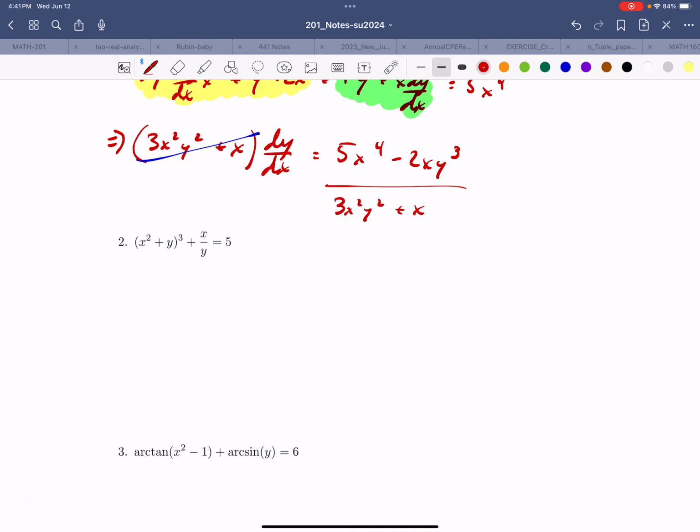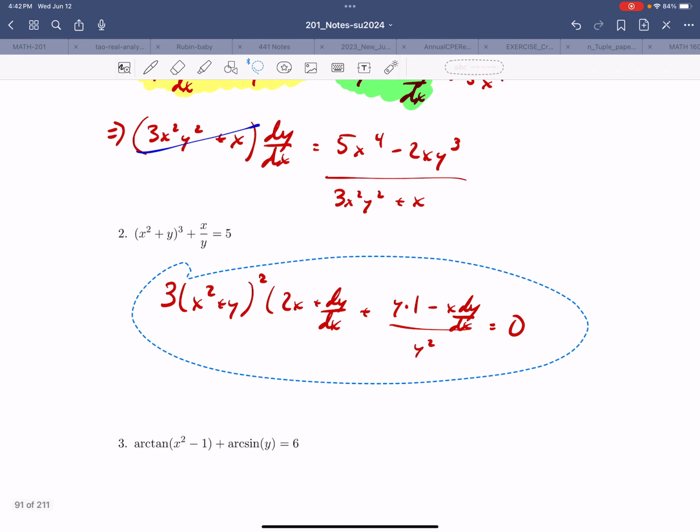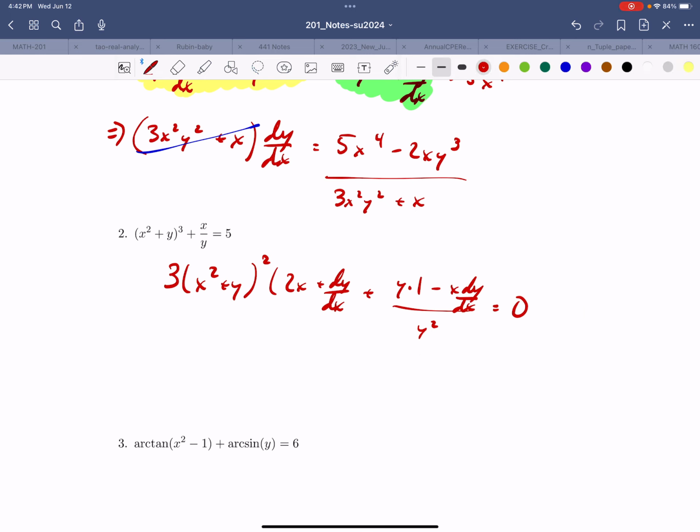Let's see what's going on here, right? We get 3x squared plus y squared, right? Because the outer function is x cubed, times the derivative of the inside. Plus, oh, lovely, a quotient rule, right? Not the worst thing in the world, right? Low d high minus high d low all over low squared. It's going to equal 0, right? Oh, I think I forgot that thing right there. Okay. Let's see what else we've got.